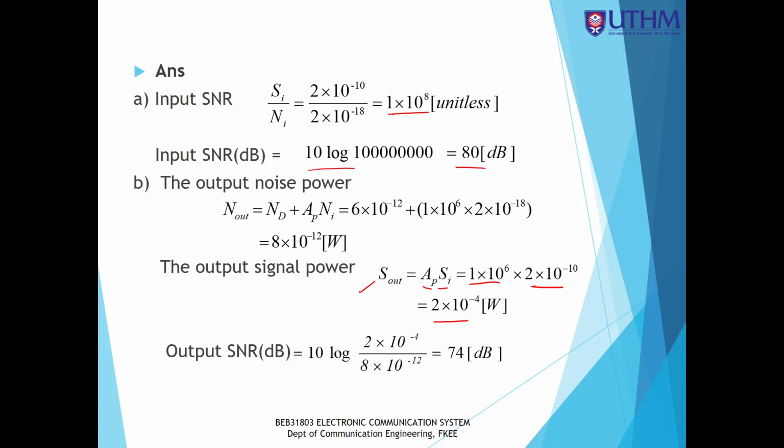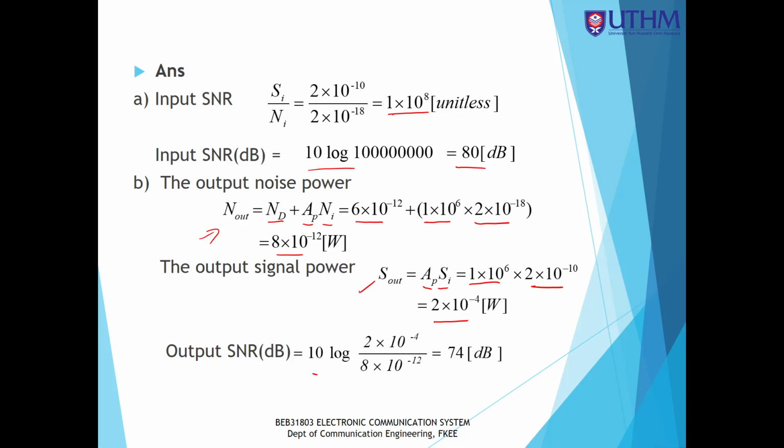Okay. And then the output noise power is equal to internally generated noise plus gain multiplied with input noise. So internally generated noise, 6 times 10 power of minus 12 watt, plus gain multiplied with input noise. So you get 8 times 10 power of minus 12 watt. Okay, so from here you can find the output SNR. Output SNR is equal to 10 log of 2 times 10 power of minus 4 divided by 8 times 10 power of minus 12.